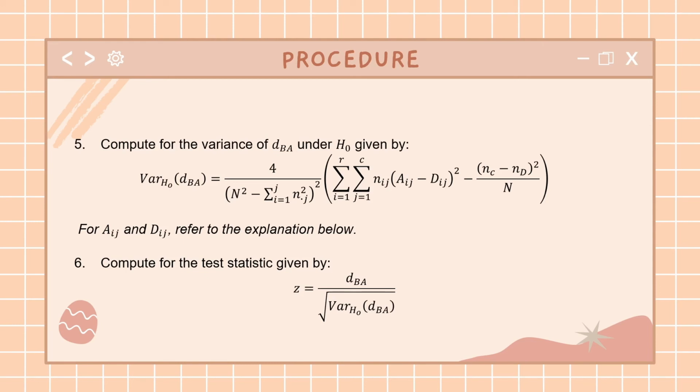compute for the test statistic given by Z is equal to DBA over the square root ng variance of DBA under H null. So ito, yung form na ito is in the form of X minus E(X) all over the square root of variance of X. Pero yung expected value of DBA natin dito under H null is naset natin to be 0, kaya wala siya sa form natin na ito. And that means na nagsisimplify siya sa form na ito, which is just your standardization. Kaya Z siya.